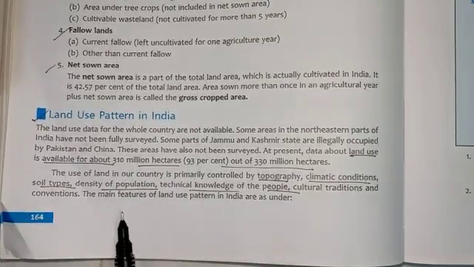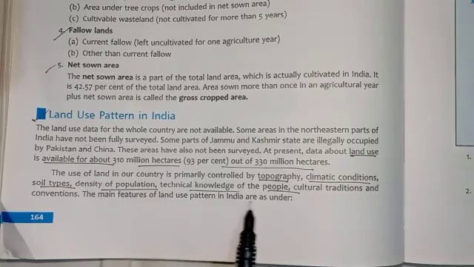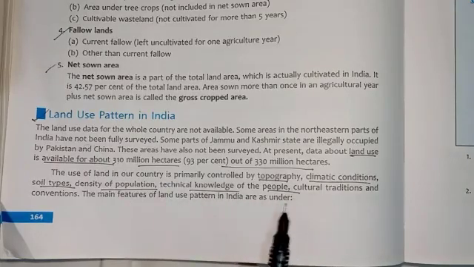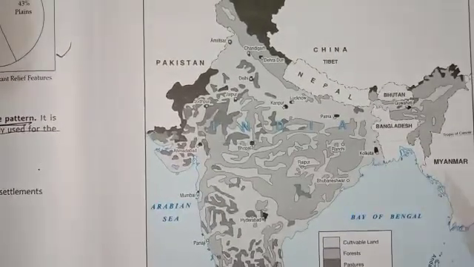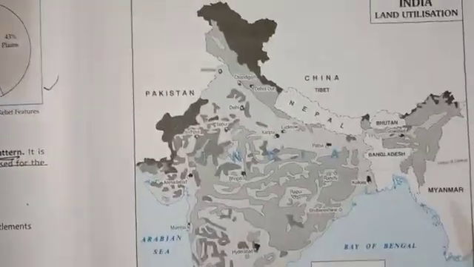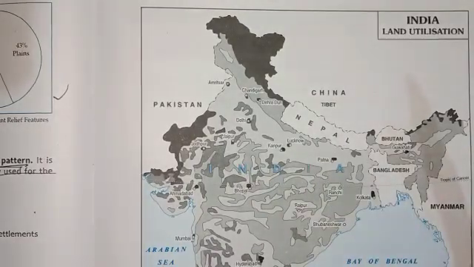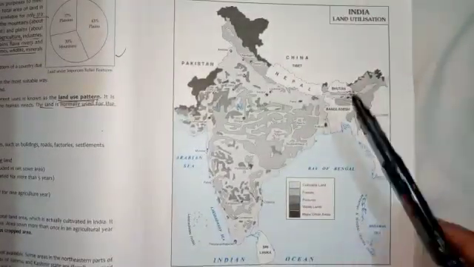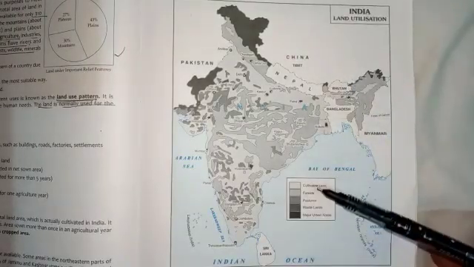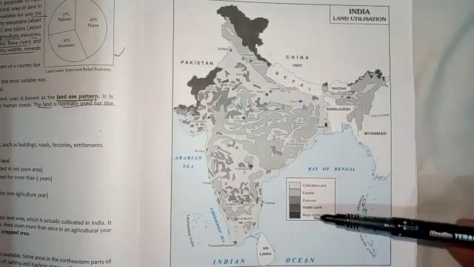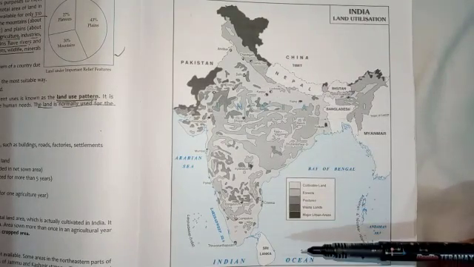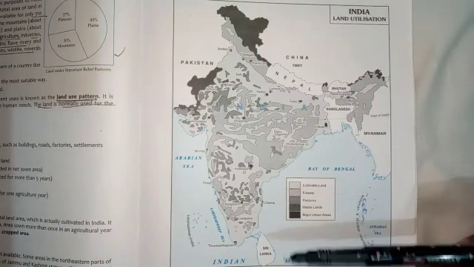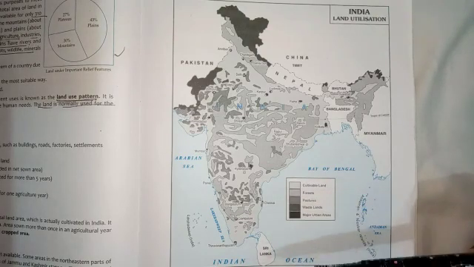So the main feature of the land use pattern in India is like this. Here you can see the map of India, in which you will find the cultivable land, forest, pasture, wasteland and major urban areas. This map is a physical map. Here you can see the different types of land: cultivable, non-cultivable, wasteland, major urban area and forest categories. So I think we have discussed land use and land use pattern in India, and we have got the data, we have seen the map.